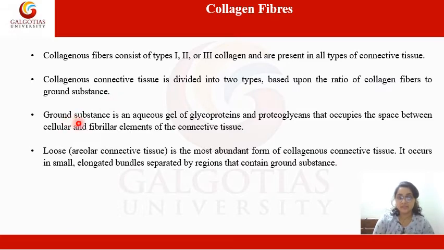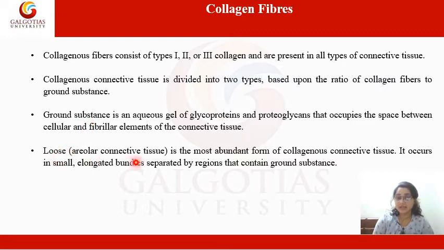Now, ground substance is an aqueous gel of glycoproteins and proteoglycans that occupies the space between the cellular and fibrillar elements of the connective tissue. So we already saw about the ground substance. We discussed that ground substance is sometimes heavier in some kinds of connective tissue and lighter in others. Now we actually know what kind of material ground substance is.